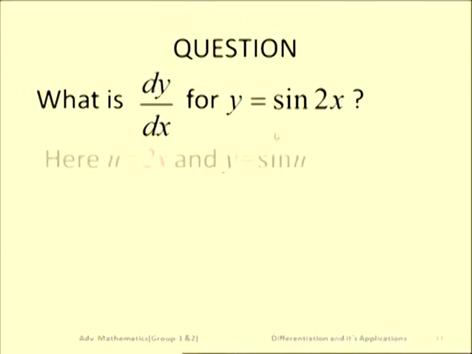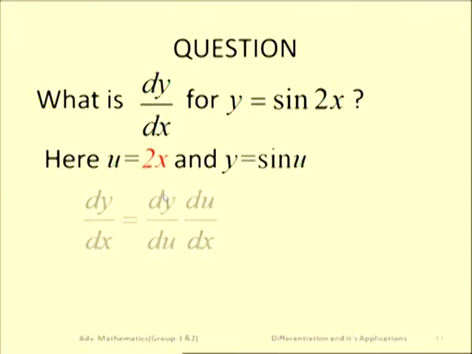So here, if I take 2x equal to u, so I take u is equal to 2x, y will become sin u. If I replace this 2x by u, we have sin u. So y is a function of u, u is a function of x. So I can use chain rule now to get dy by dx. So the derivative of y with respect to x is now dy by du into du by dx.